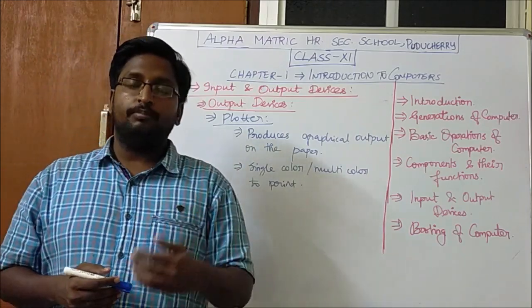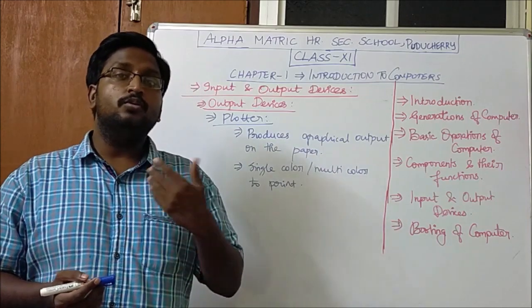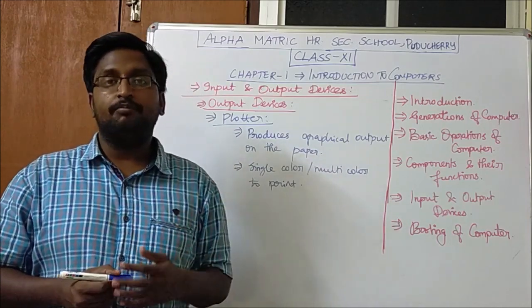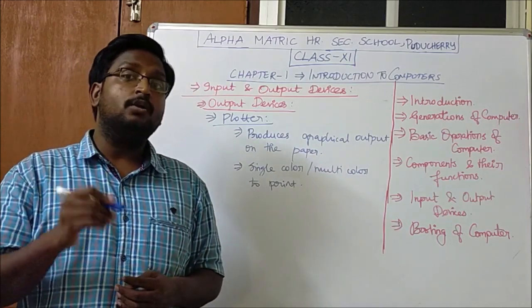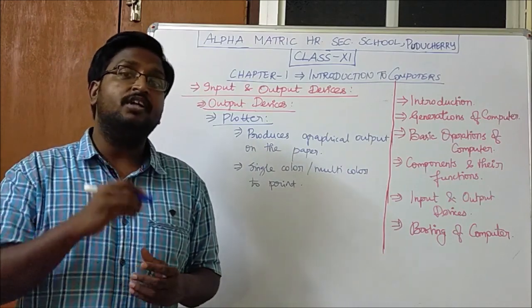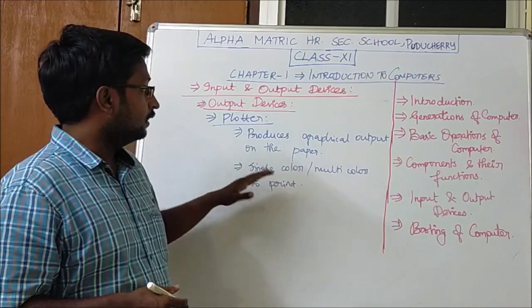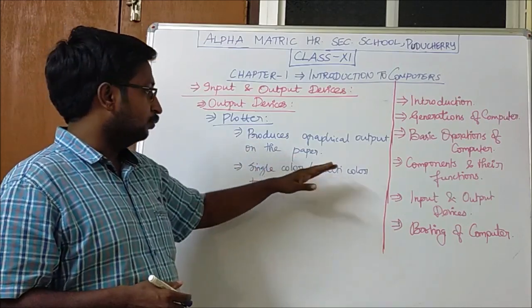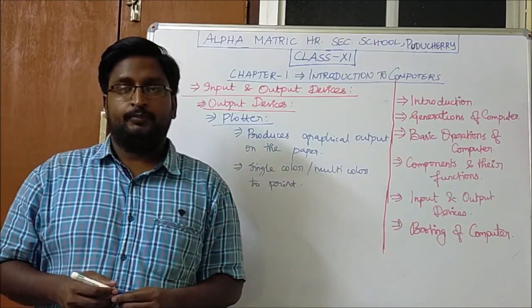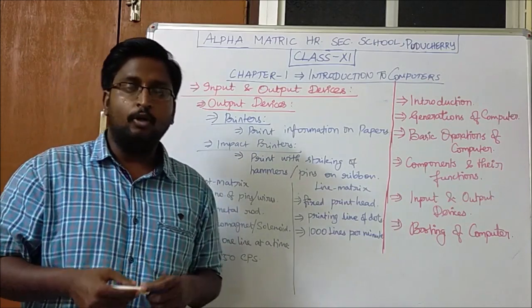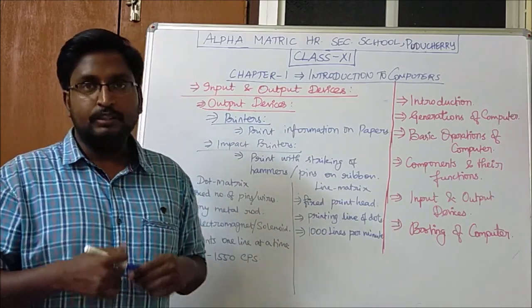A plotter is also a printing device, which is mainly used for printing banners and high quality graphical images. It produces graphical output on paper, and it uses single color and also multicolor to print. The next output device we are going to see is the printers.